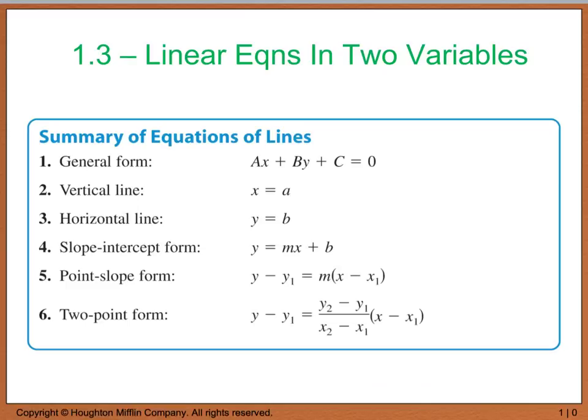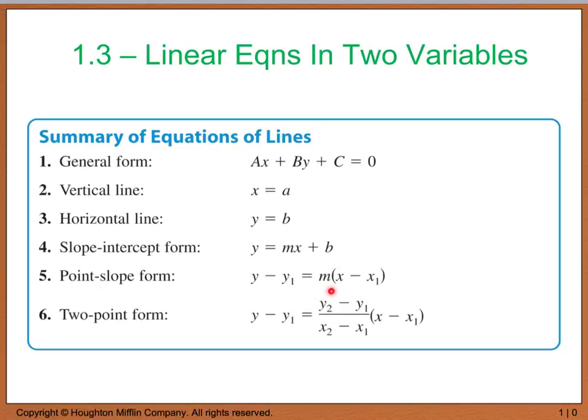Okay, this table here is just kind of a summary of the different equations that we've dealt with in Algebra 1 and Algebra 2, and that we're going to look at again in Precalc. The standard form or general form of a line is this ax plus by plus c equals 0. Remember, if we have a vertical line, the equation is x is equal to some number, or a in this case. The equation of a horizontal line is y equals a number, or b. Slope intercept is y equals mx plus b.